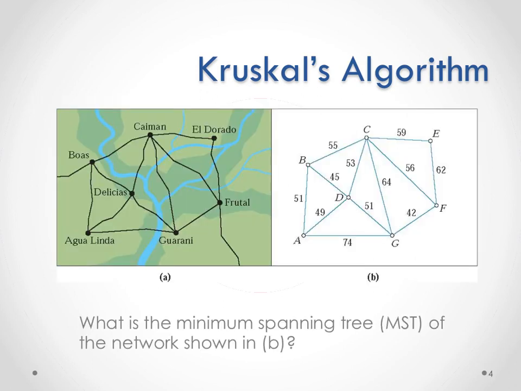So take a look at this example. We have what is probably some type of phone line. We're connecting all of these cities, El Dorado, Cayman, Boaz, and so forth. So we've modeled this problem in figure B. We've assigned weights to the links, which could maybe be distances. And so now we need to use Kruskal's algorithm in order to find the minimal spanning tree.